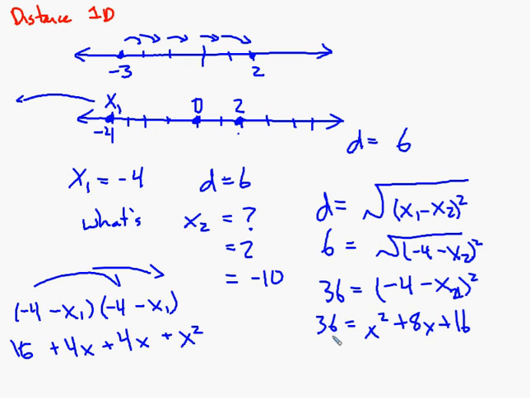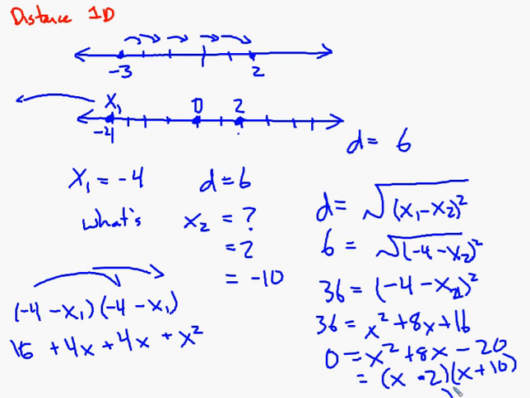Now we need to get everything to one side because this is a quadratic. And we get a negative 20. Doing this in my head, so I don't know. And then we factor that. X minus 2, x plus 10. So we could get x equals 2 or x equals negative 10. That's one way to do it, distance formula.